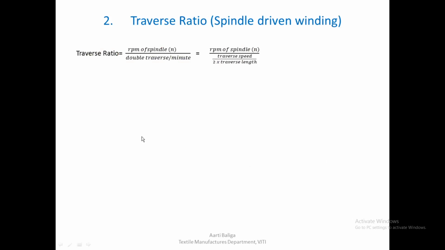Now coming to the next parameter in case of spindle driven, that is the traverse ratio. Let us see how traverse ratio is affected here. Traverse ratio is equal to RPM of the spindle divided by double traverse per minute, which can be written as RPM of spindle divided by traverse speed upon 2 into traverse length. When I rearrange this, I get RPM of spindle upon traverse speed equals 2 into traverse length.